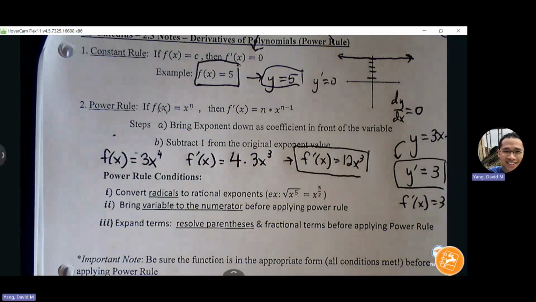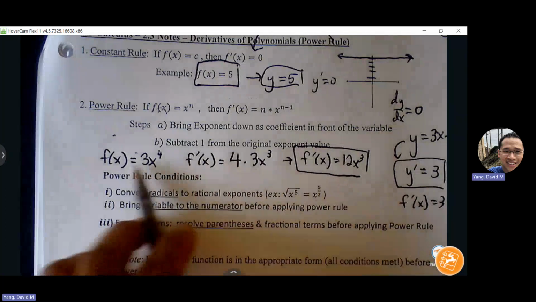Okay. Power rule is easy for simple expressions, but it can get a little messy if there are more things surrounding it. But this is basically the rule. Okay.